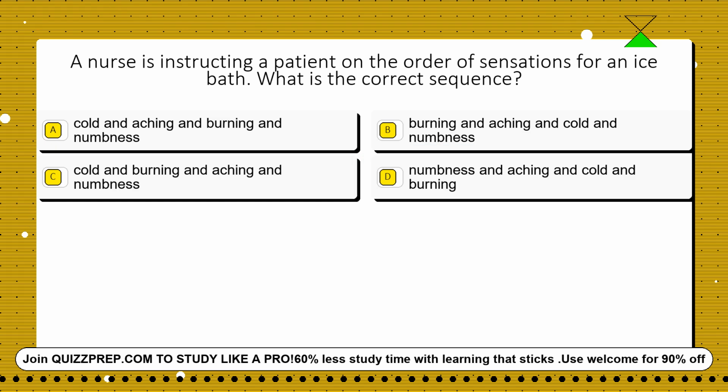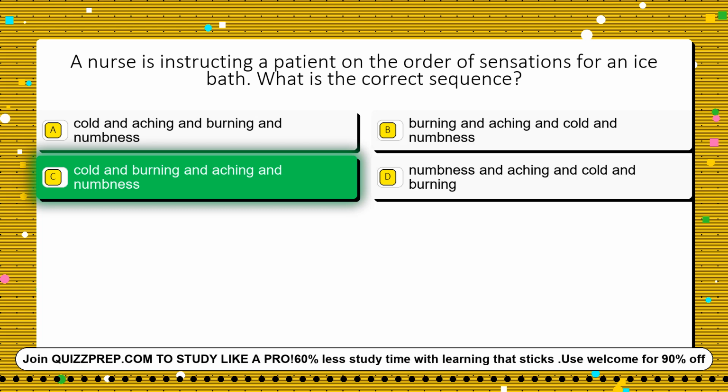Question 25. A nurse is instructing a patient on the order of sensations for an ice bath. What is the correct sequence? Option A, cold and aching and burning and numbness. Option B, burning and aching and cold and numbness. Option C, cold and burning and aching and numbness. Option D, numbness and aching and cold and burning.